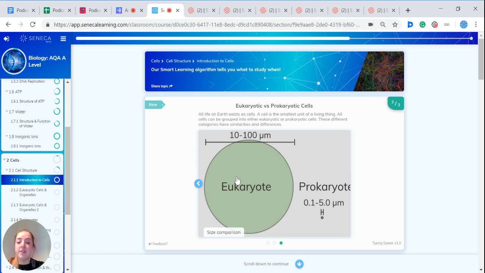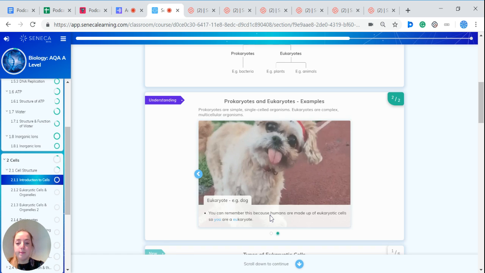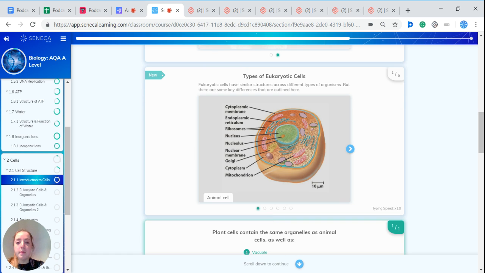They also are different sizes, so eukaryotes are a lot larger and have a size of about 10 to 100 micrometers in diameter, whereas prokaryotic cells have a diameter of 0.1 to 5 micrometers, so quite a bit smaller. Eukaryotic cells have similar structures across different organisms, but there are some key differences.